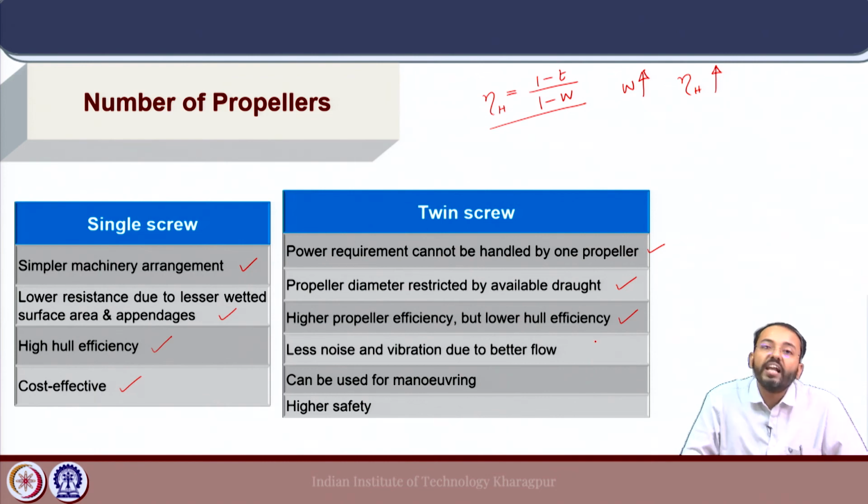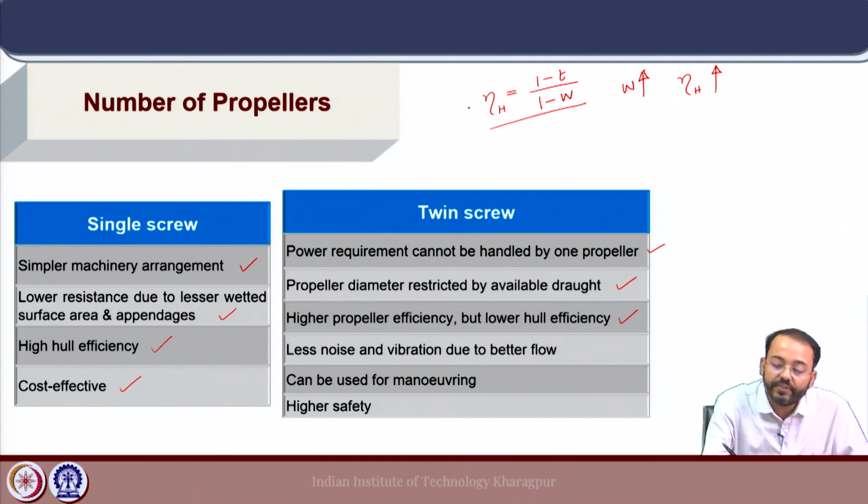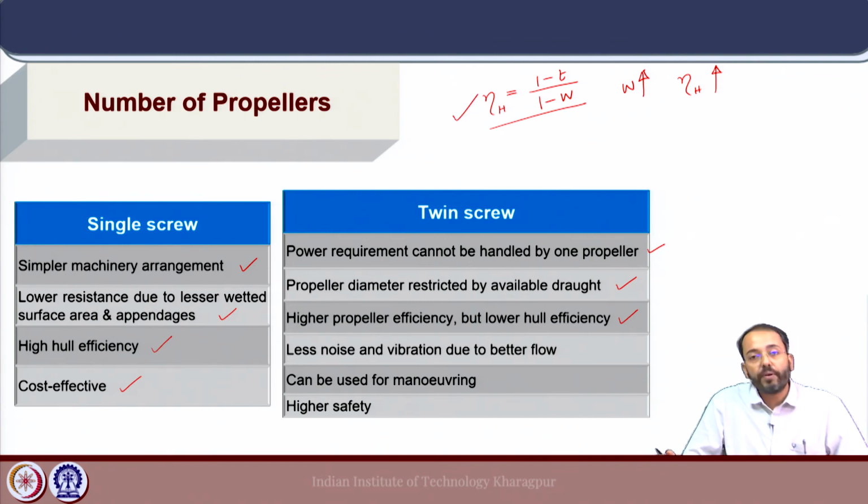But lower hull efficiency is mentioned here because this is in comparison with single screw, because the wake fraction for twin screw propulsion system is lower. Because the wake fraction is lower, the hull efficiency will be slightly lower. Can be used for maneuvering.